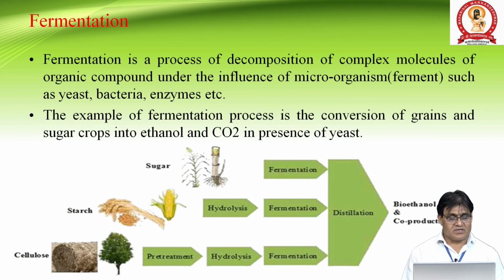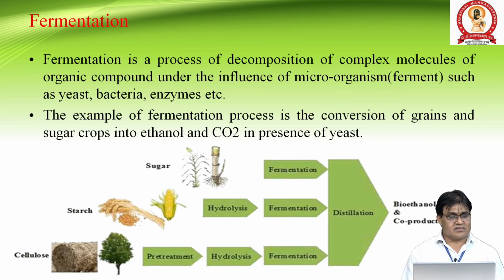Here, some of the simple biomass is grains or sugar crops. In the sugar crops, there is sugar cane. If you use sugar cane as a biomass, after crushing the sugar cane, we use some microorganism, that is enzymized bacteria. Fermentation goes on. After fermentation, bioethanol is produced as a co-product.